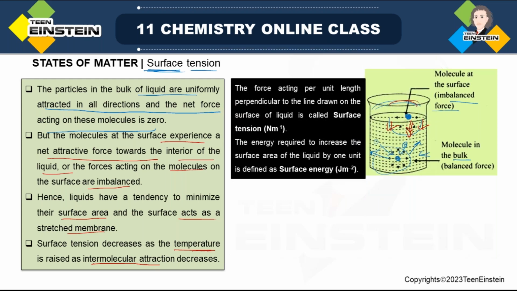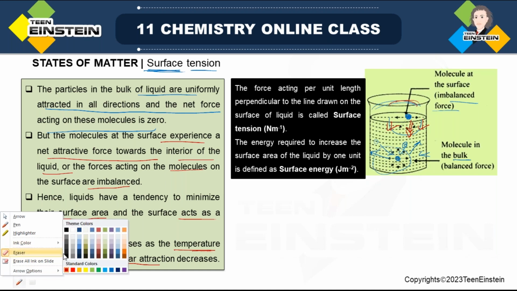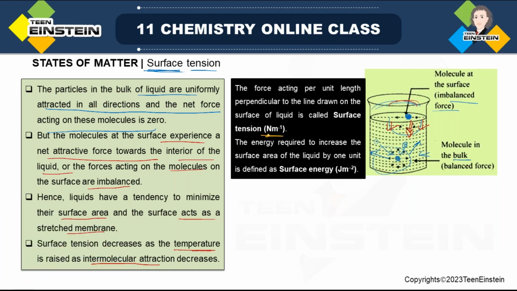Now, the definition of surface tension can be given in both ways. Sometimes you will see in books that it is mentioned as surface tension. When you use the term surface tension, look at the unit also. The unit is Newton per meter, so it is basically force acting per unit length. Force unit is Newton in SI, and per unit length, meter: Newton per meter. So the definition of surface tension is force acting per unit length, perpendicular to the line drawn on the surface.